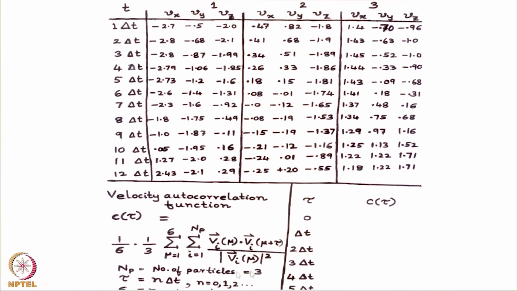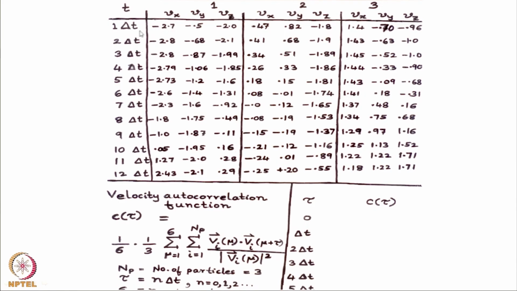So, all these formulas have a particular meaning, but let us understand what is the meaning of this autocorrelation function. What I have plotted, I took a molecular dynamics trajectory. So, a 3 particle trajectory, and I have written here Vx, Vy, Vz of particle 1, Vx, Vy, Vz of particle 2, Vx, Vy, Vz of particle 3, and I am listing them as a function of time. So, what is the meaning of correlation function at delta t?